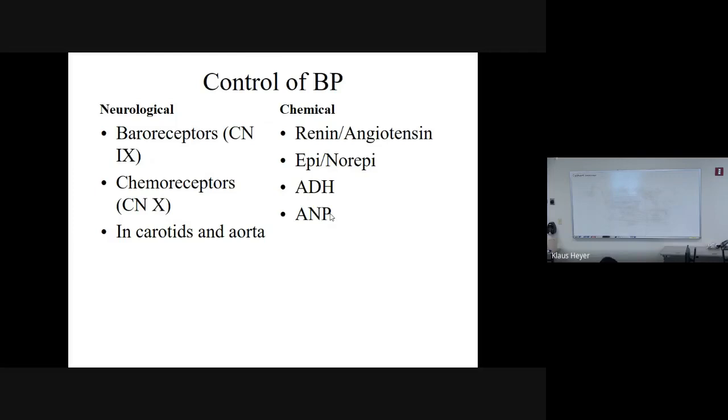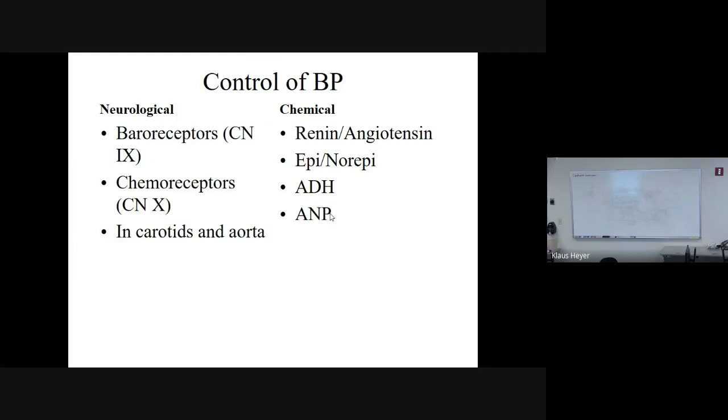The difference is, do you control the heart or do you control the blood vessel? Here, the end of the effectors are the blood vessels. You dilate the blood vessel, and the pressure drops. Or you constrict it. This is really what happens. When you constrict it, the pressure goes up. That's all the neurological part.